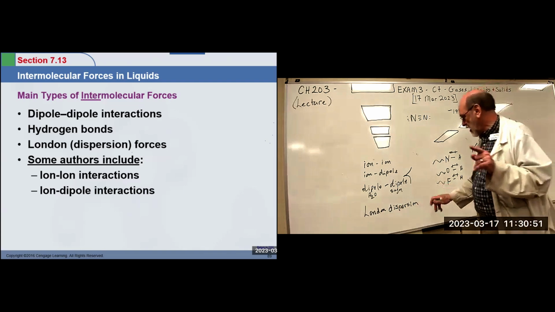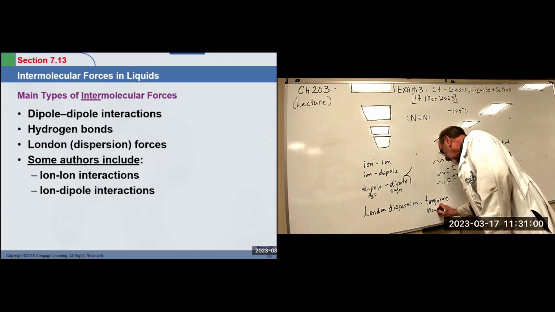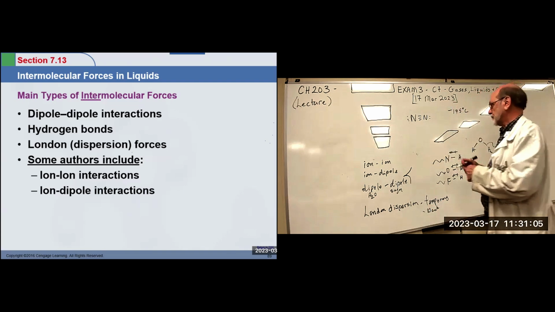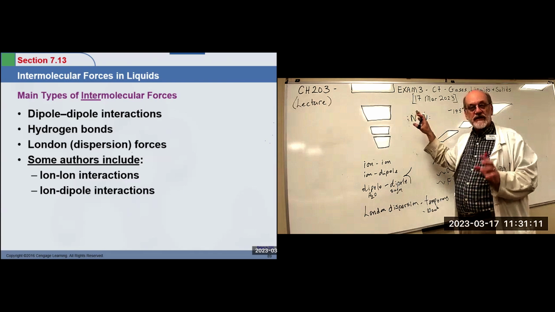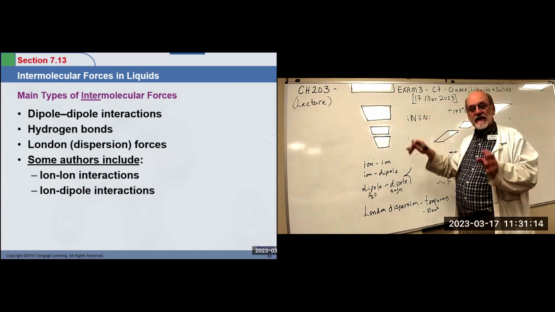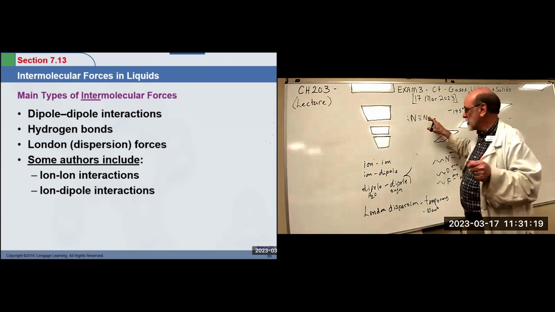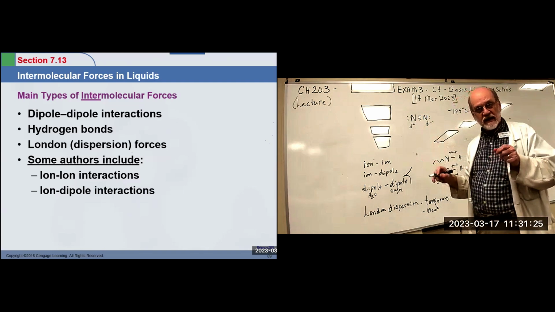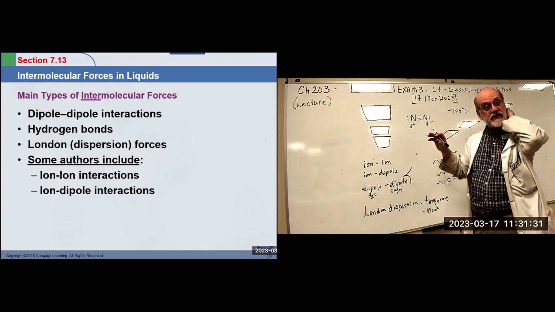So these are characterized by the fact that they're temporary and they're very weak. Okay, so what I mean by temporary, the electron density in a molecule is not static. It is dynamic. It's changing constantly. So in a split second, you can get a slight negative on this side and a slight positive on that side. It only occurs for a split second, then it's gone. But while it's there, it can influence its neighbors.